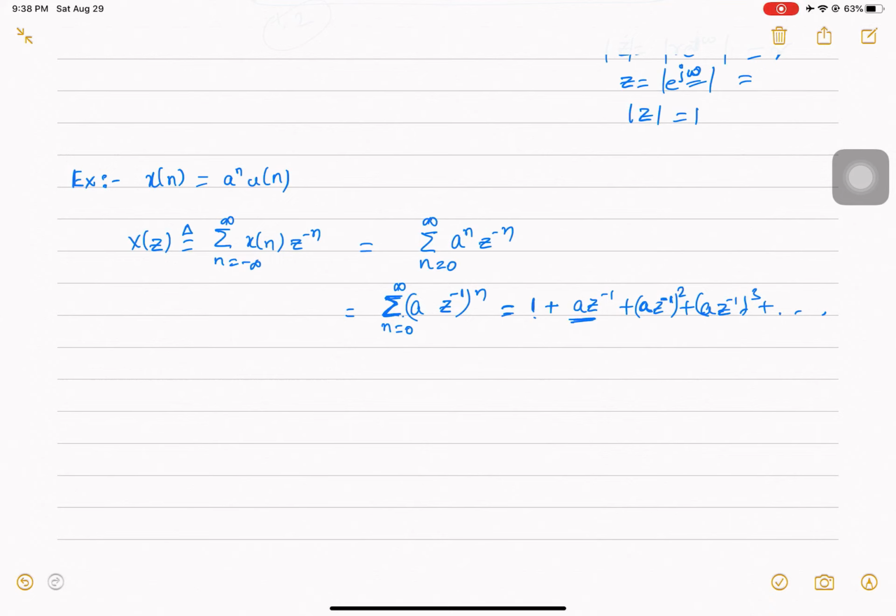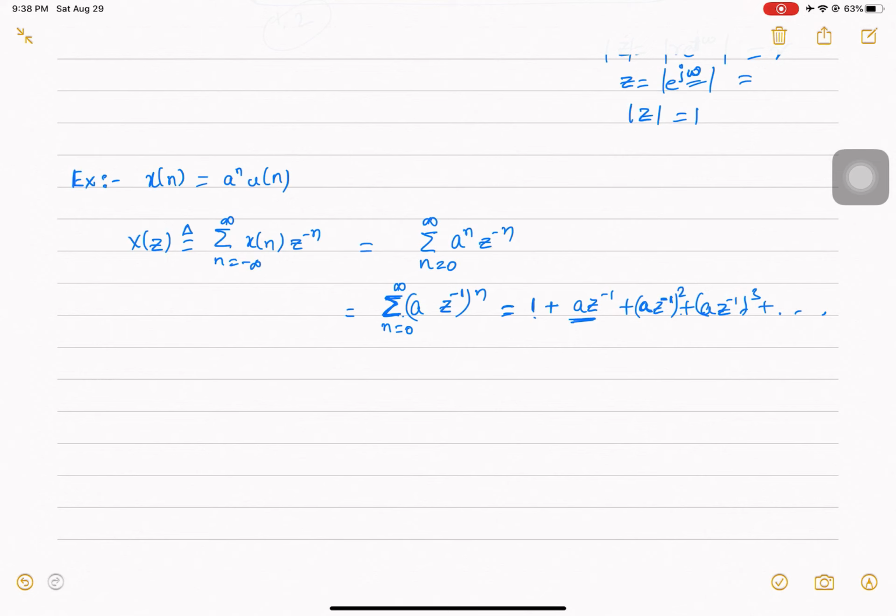So when will the sum be less than infinity? When az inverse is less than 1. Then az inverse square is obviously also less than 1. If you have some quantity lying between 0 and 1, when you take a square, it will be less than the original number. So this series will converge.